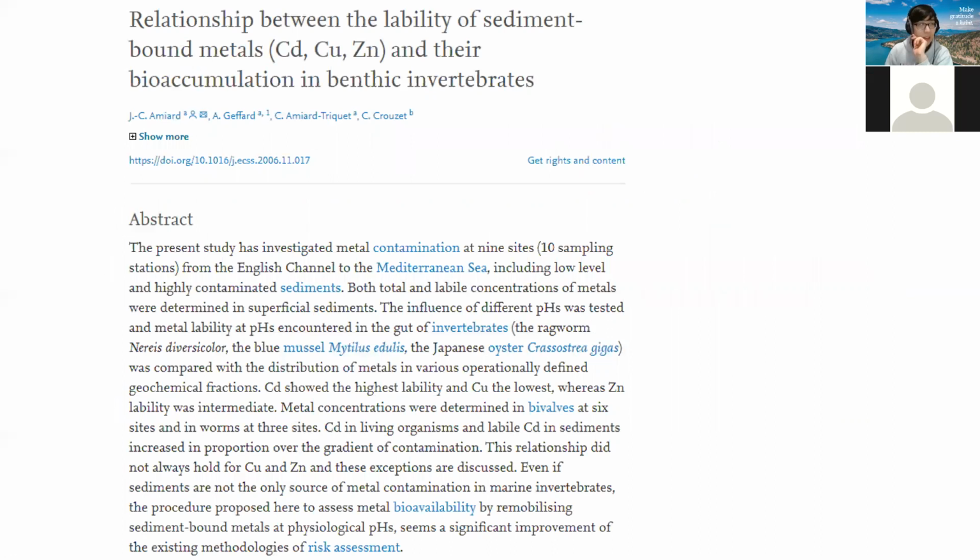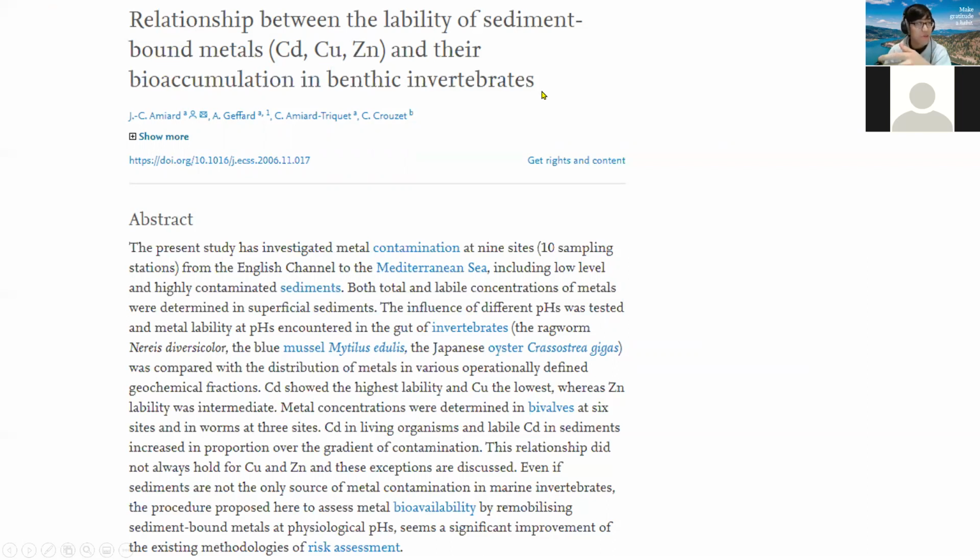So this is an abstract that I found. It's a pretty good abstract. So you might look at this and be like, whoa, that's a lot, okay? So we can try to digest this a little bit. First of all, let's look at the title: Relationship between the lability of sediment-bound metals and their bioaccumulation in benthic invertebrates.